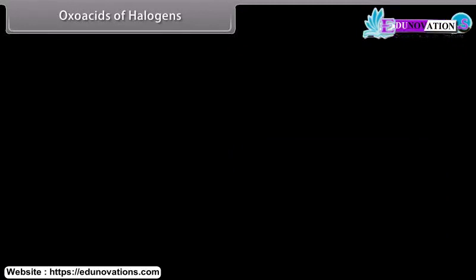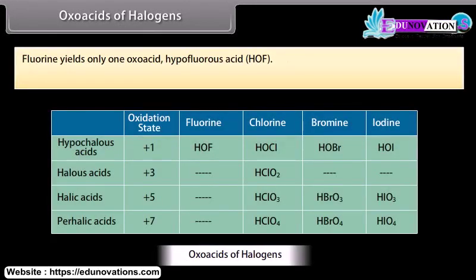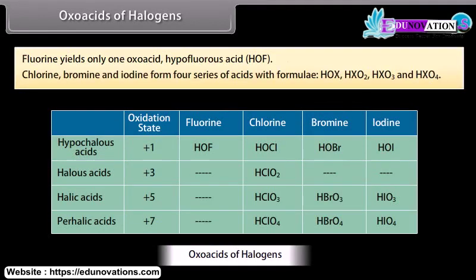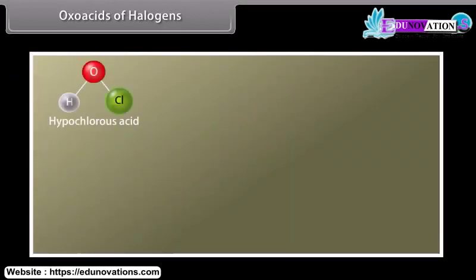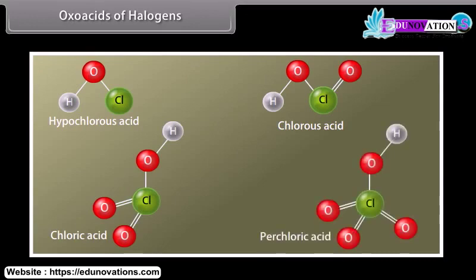Oxoacids of halogens. Fluorine yields only one oxoacid, hypofluorous acid. Chlorine, bromine, and iodine form four series of acids with formulas HOX, HXO2, HXO3, and HXO4. Many of these are known only in solutions or as salts. The structures of oxoacids of chlorine are hypochlorous acid, chlorous acid, chloric acid, and perchloric acid.